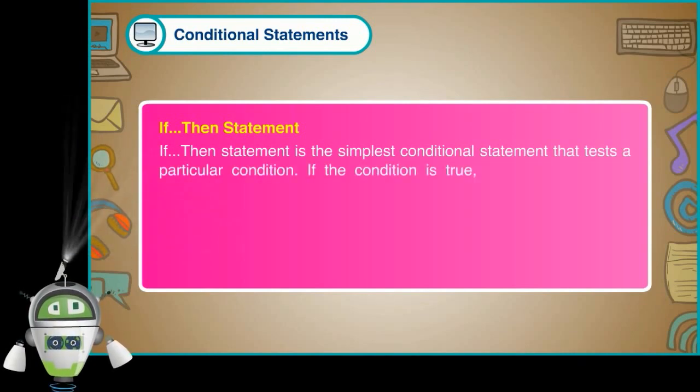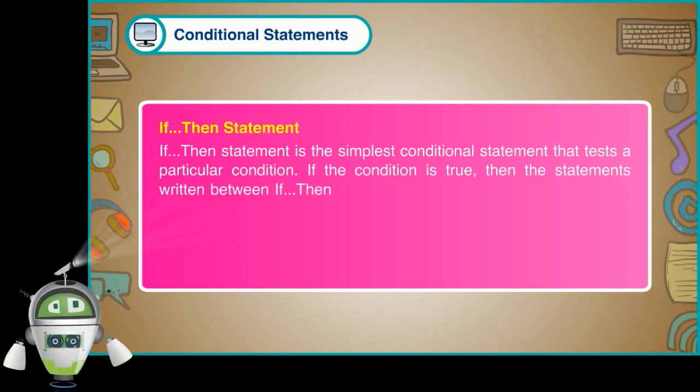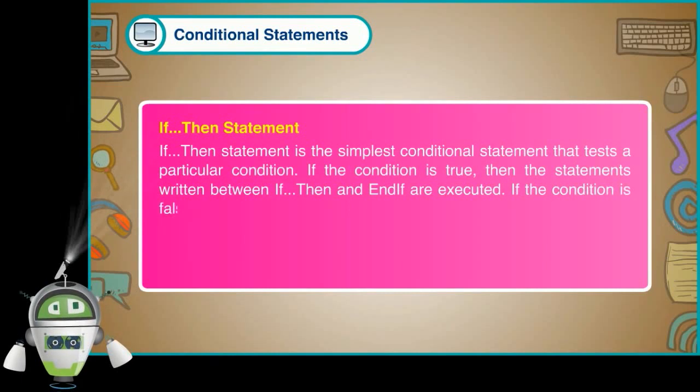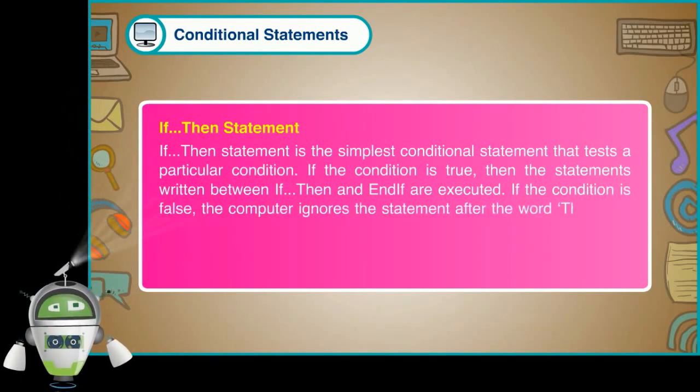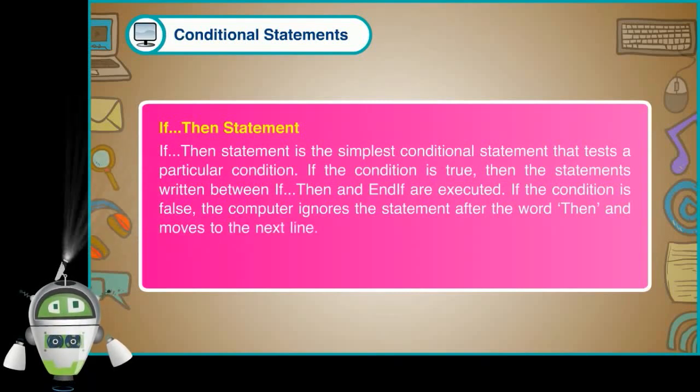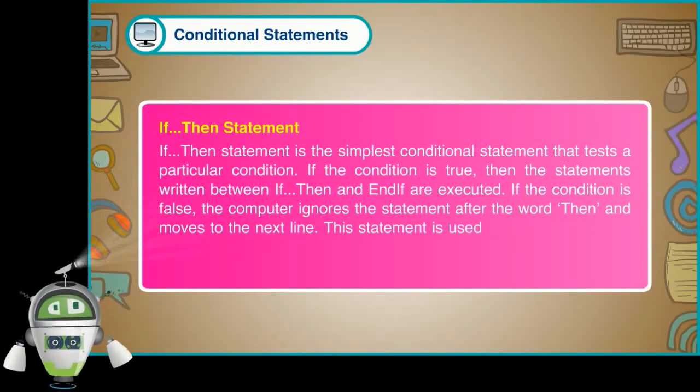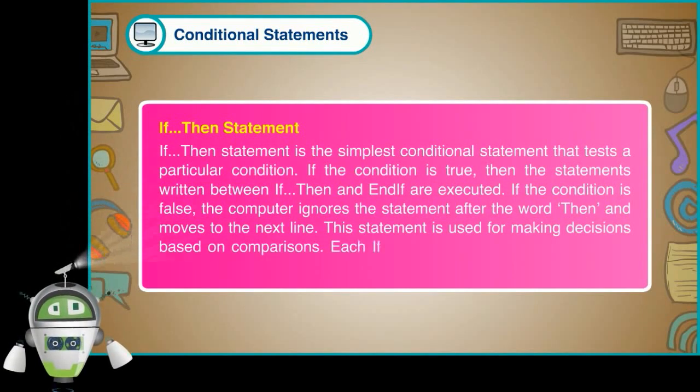If the condition is true, then the statements written between if-then and end-if are executed. If the condition is false, the computer ignores the statement after the word then and moves to the next line. This statement is used for making decisions based on comparisons. Each if-then statement is terminated with an end-if.